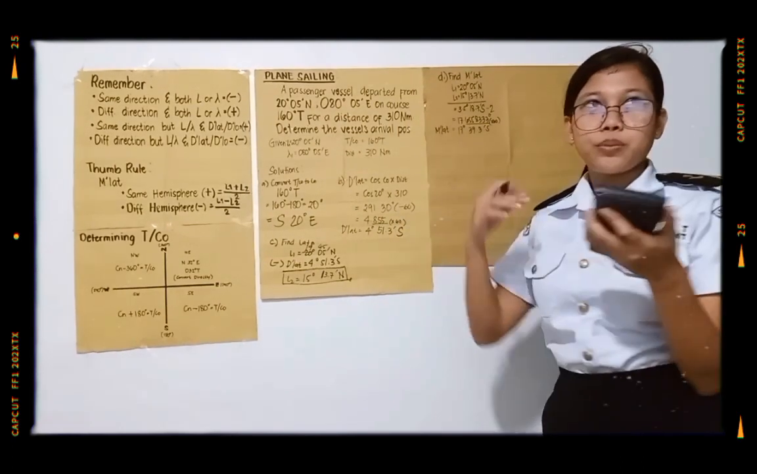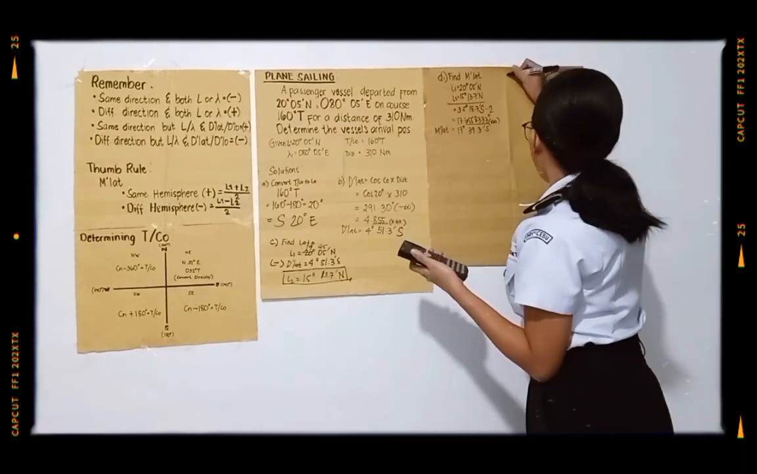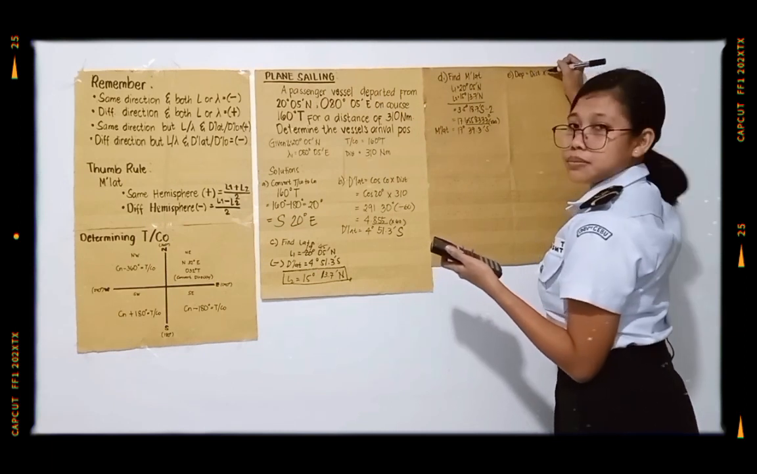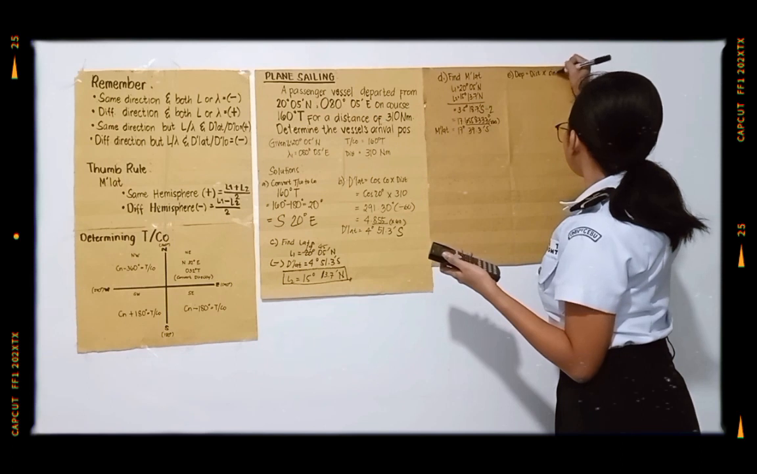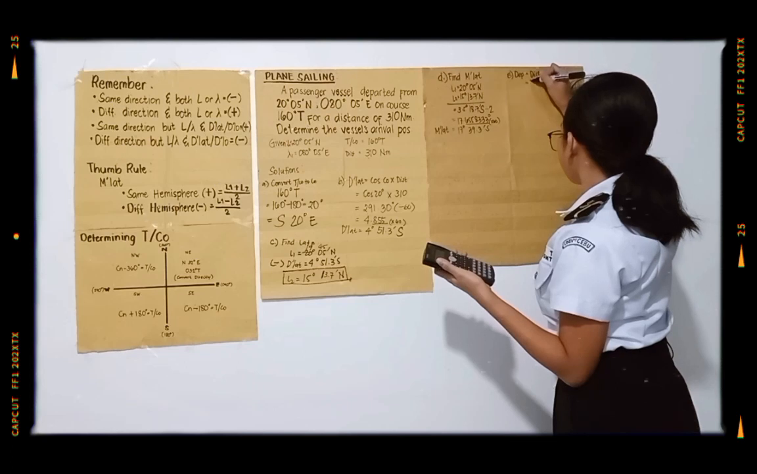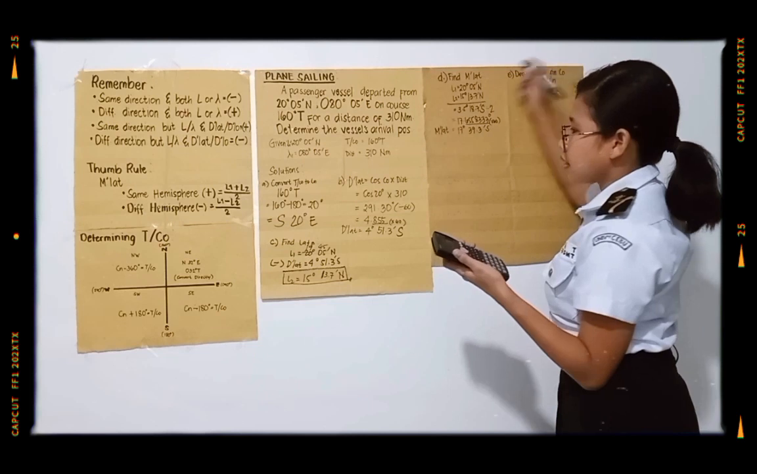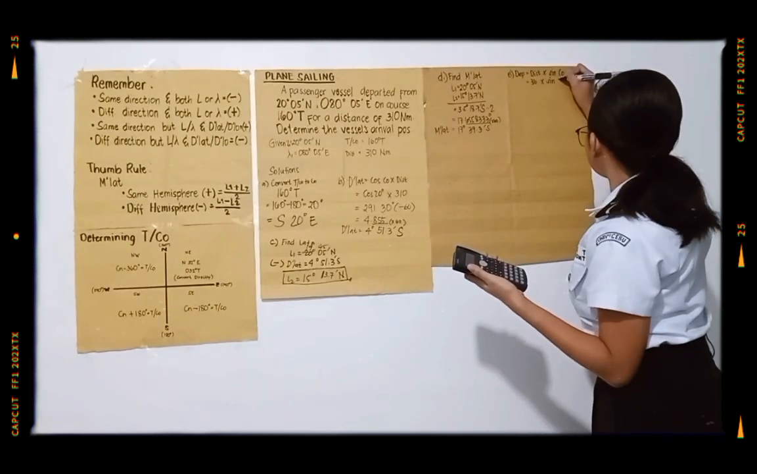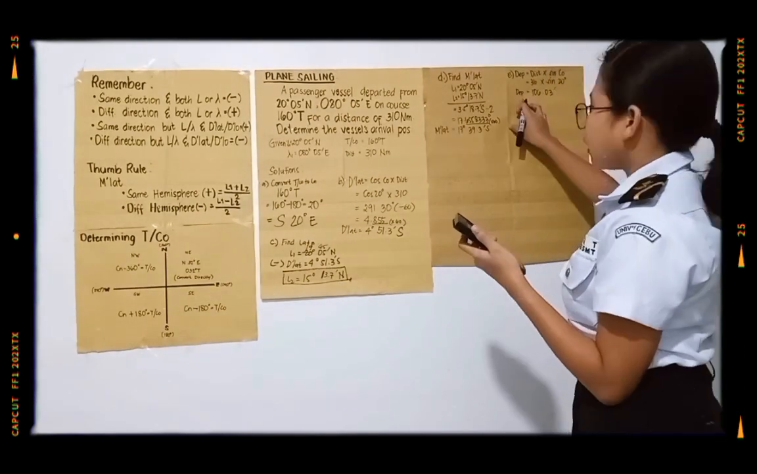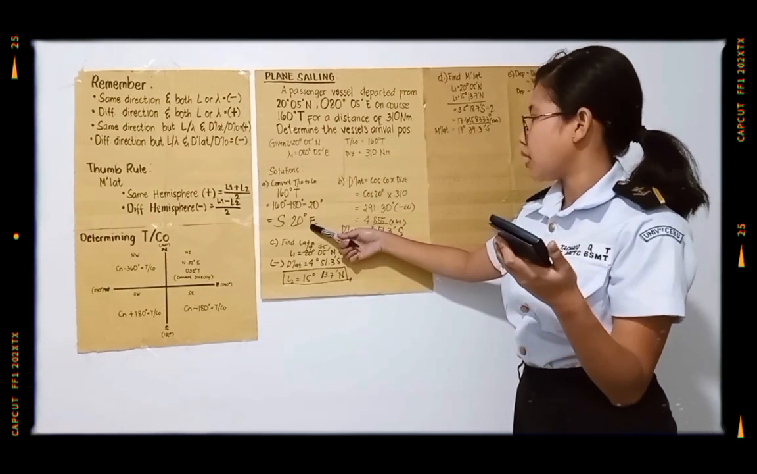Then the next step would be solving for the departure. Departure is equal to distance times sine course. The value of the distance is 310 nautical miles multiplied by the sine of 20 degrees. For the departure, we have to copy the sign of this one, the east.